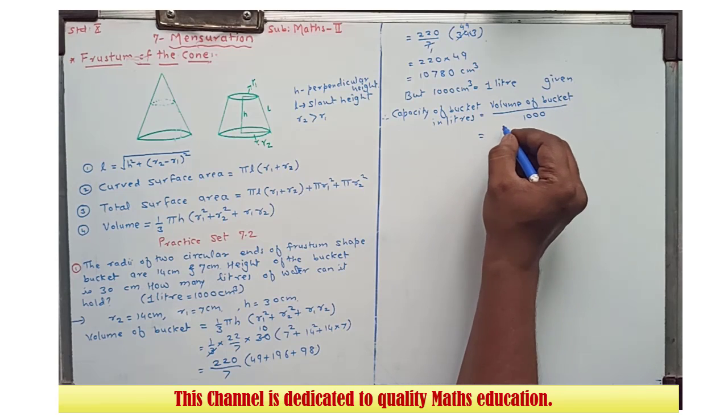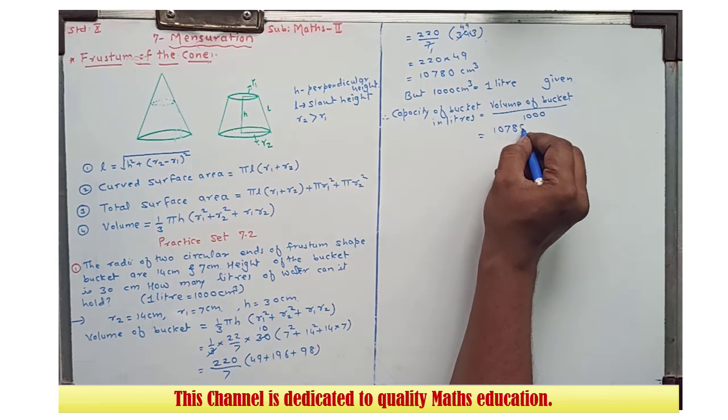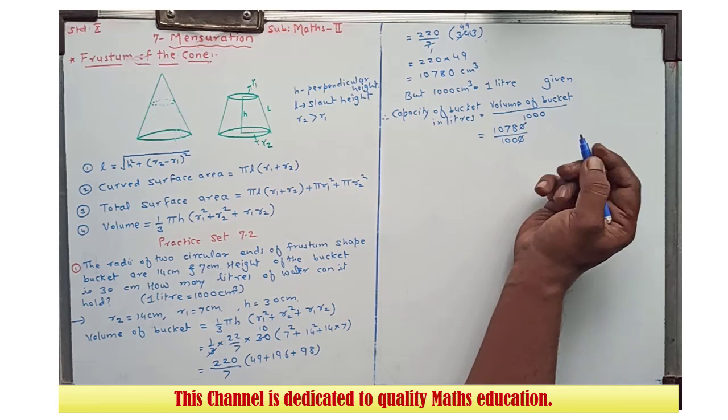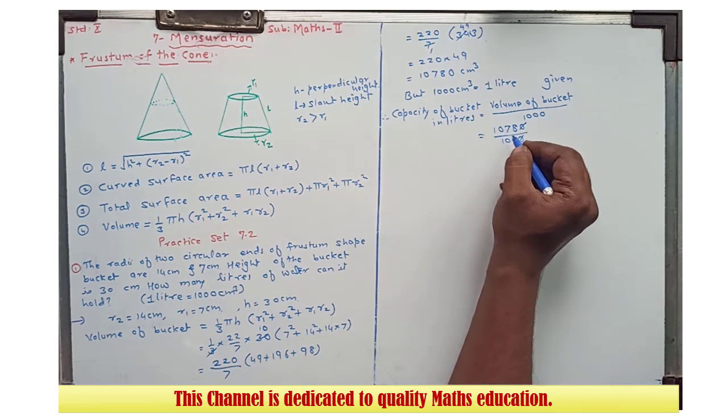That is equal to 10,780 divided by 1000. So this zero gets cancelled. Now we have to divide this 1078 by 100.